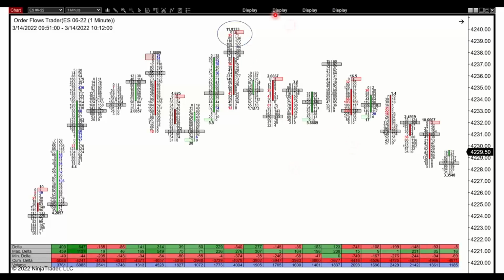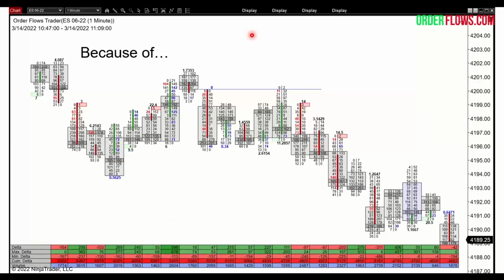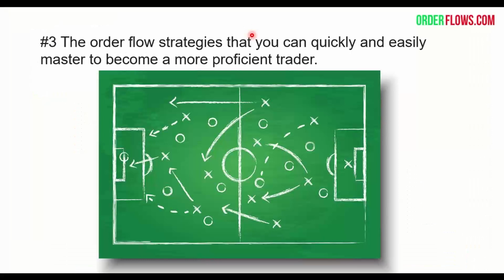Where do you place your stop? Well, if I'm short off of this, my stop is just right here, because I know that if it starts coming back up there, I'm going to be wrong. All right, so that's how you make trading simple. Don't try to make it so complex. Now, let's talk about some strategies that you can use to become a better trader.